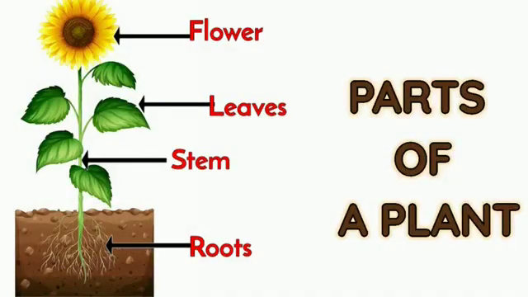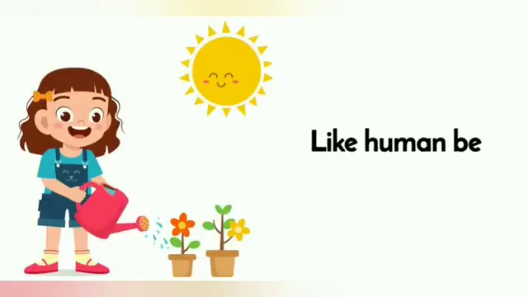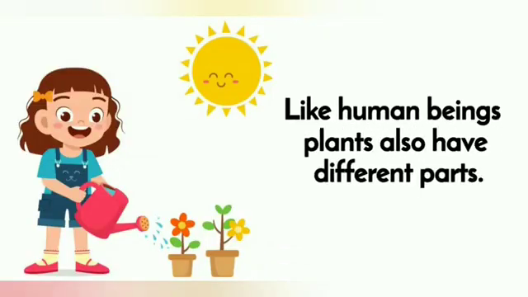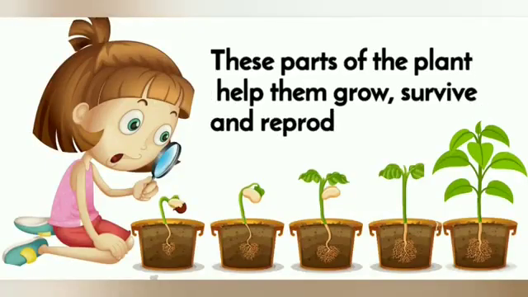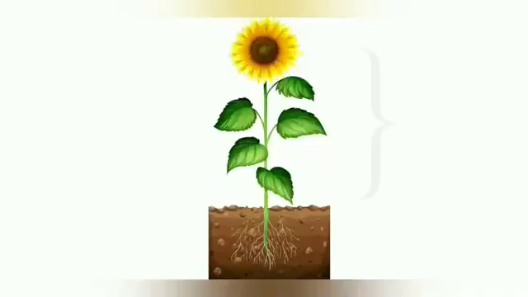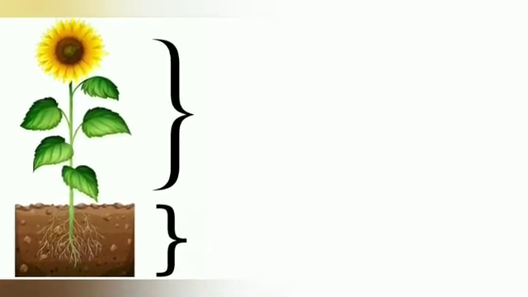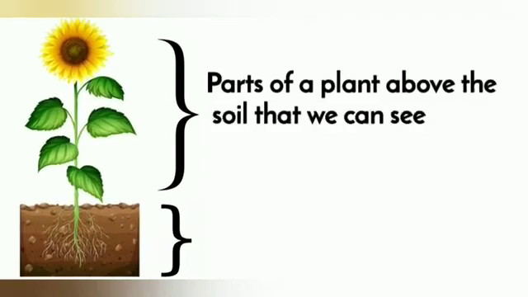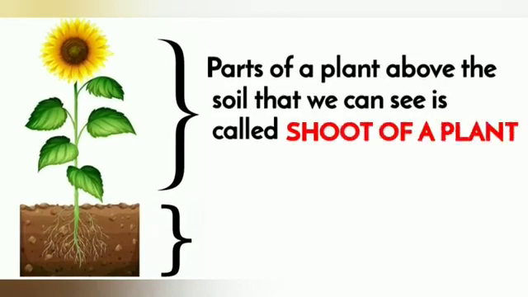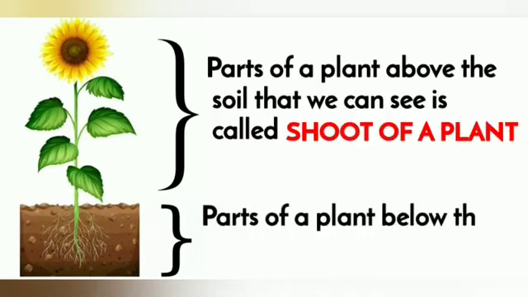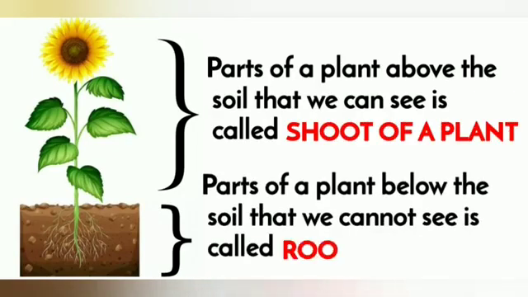Parts of a plant. Like human beings, plants also have different parts. These parts help them grow, survive, and reproduce. Some parts of the plant are above the ground, while some are below the ground. The parts of the plant above the soil that we can see is called the shoot of a plant. Parts of a plant below the soil that we cannot see is called the root of a plant.